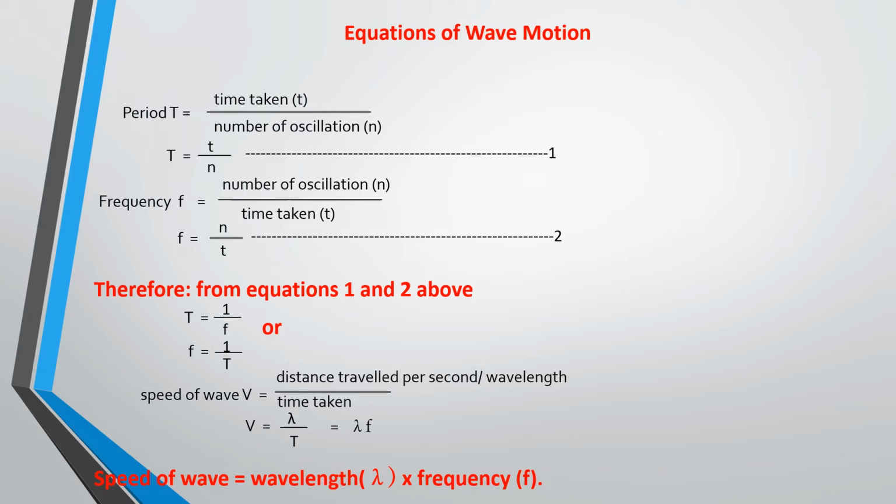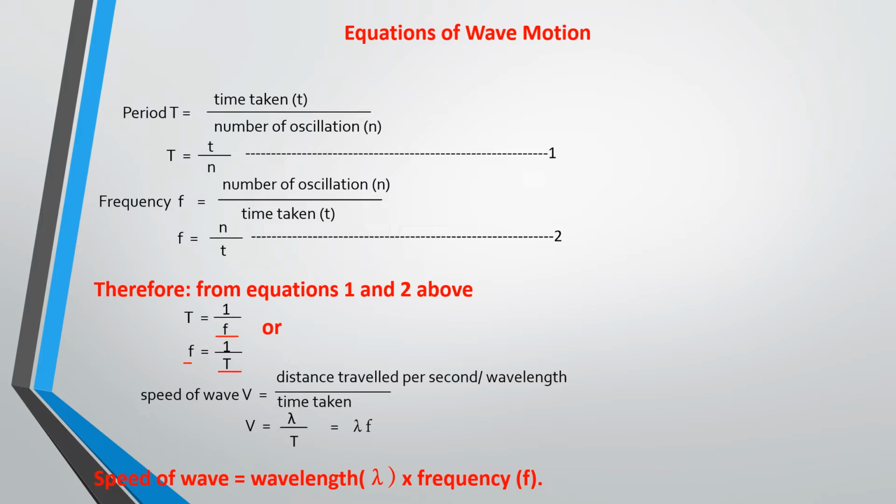And frequency is the number of oscillations per time. If you look at these two equations, you find out that they are related. Period is equal to the reciprocal of frequency, and also frequency is equal to the reciprocal of period, as the case may be. Then the speed of a wave is equal to the distance traveled by the wave, or the wavelength of the wave, all over time taken.